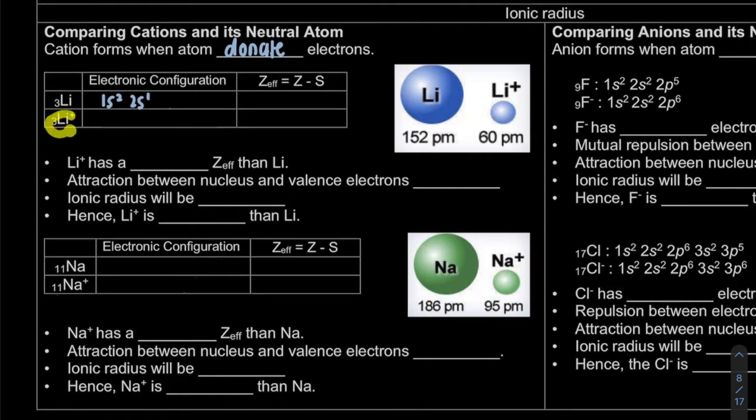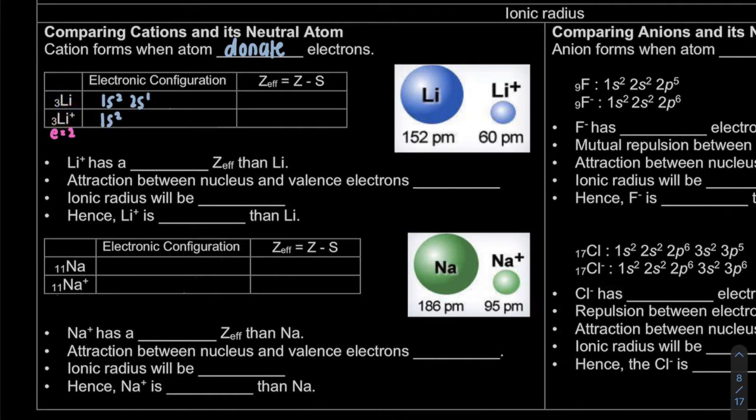Tapi for the case of the ion, remember, proton dia memang 3, tapi number of electron dia sudah berubah kan? Sebab kita sudah donate one of the electron. So sebenarnya electron kita di sini tinggal 2 saja sebab we have donated one electron. So if the electron is 2, the electronic configuration bukan lagi 1s2 2s1, dia sudah jadi 1s2. Okay, so sekarang ni we're going to compare the ionic radii, between Li plus dengan Li yang neutral one.